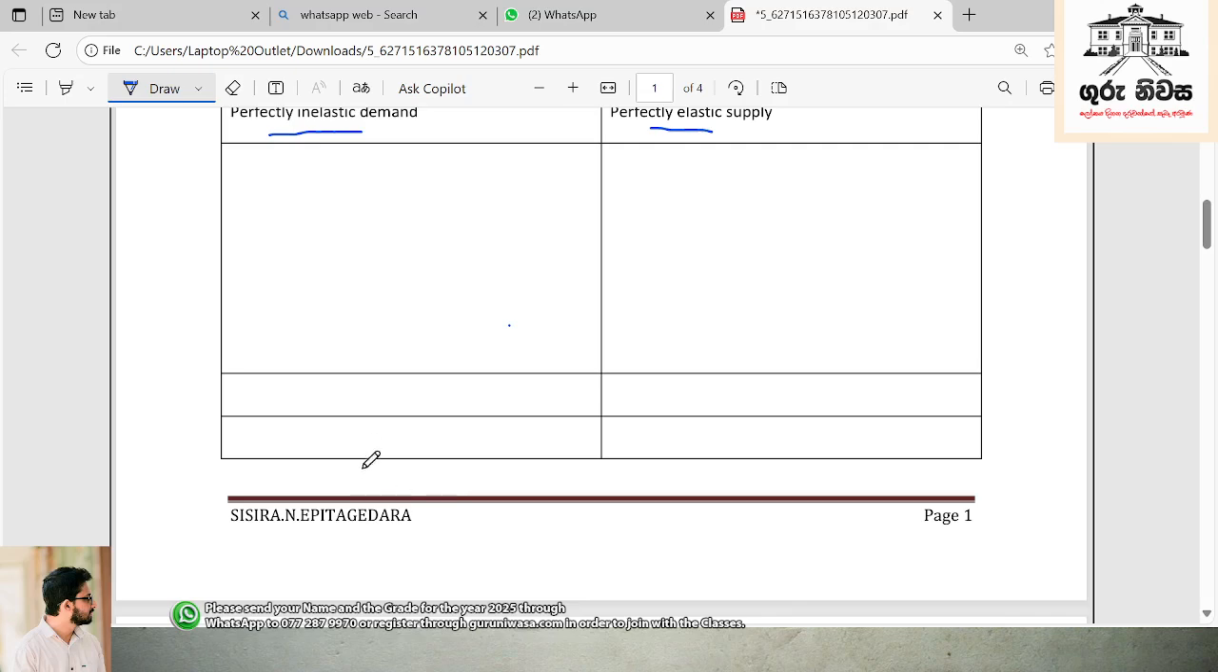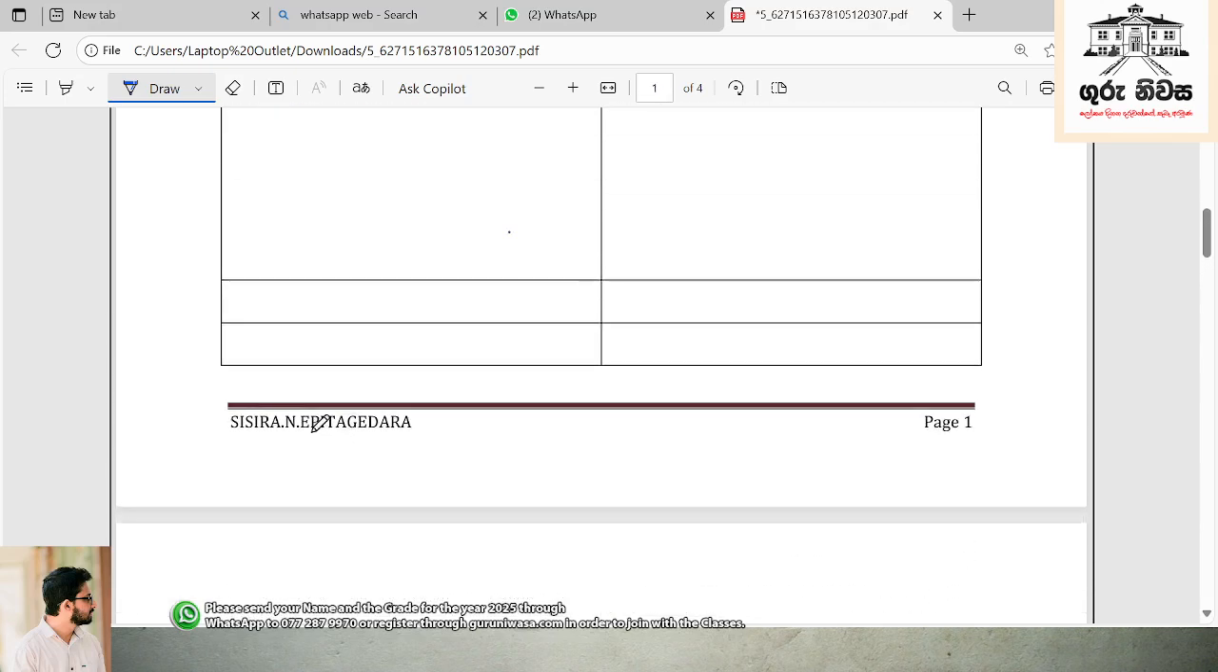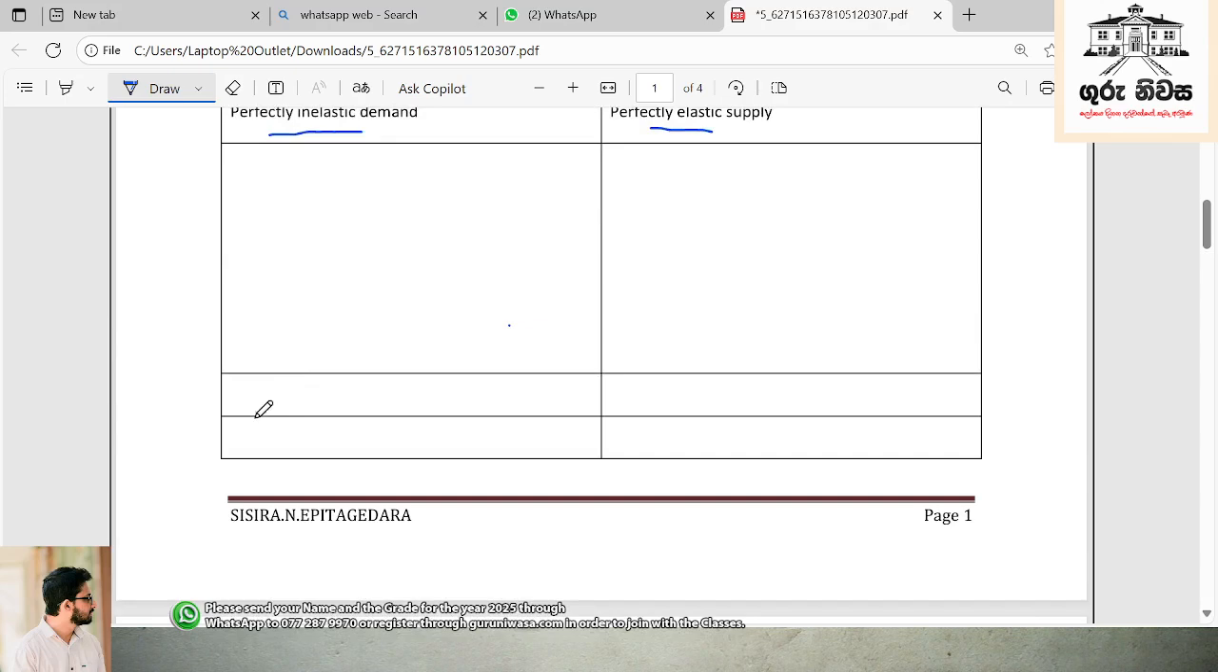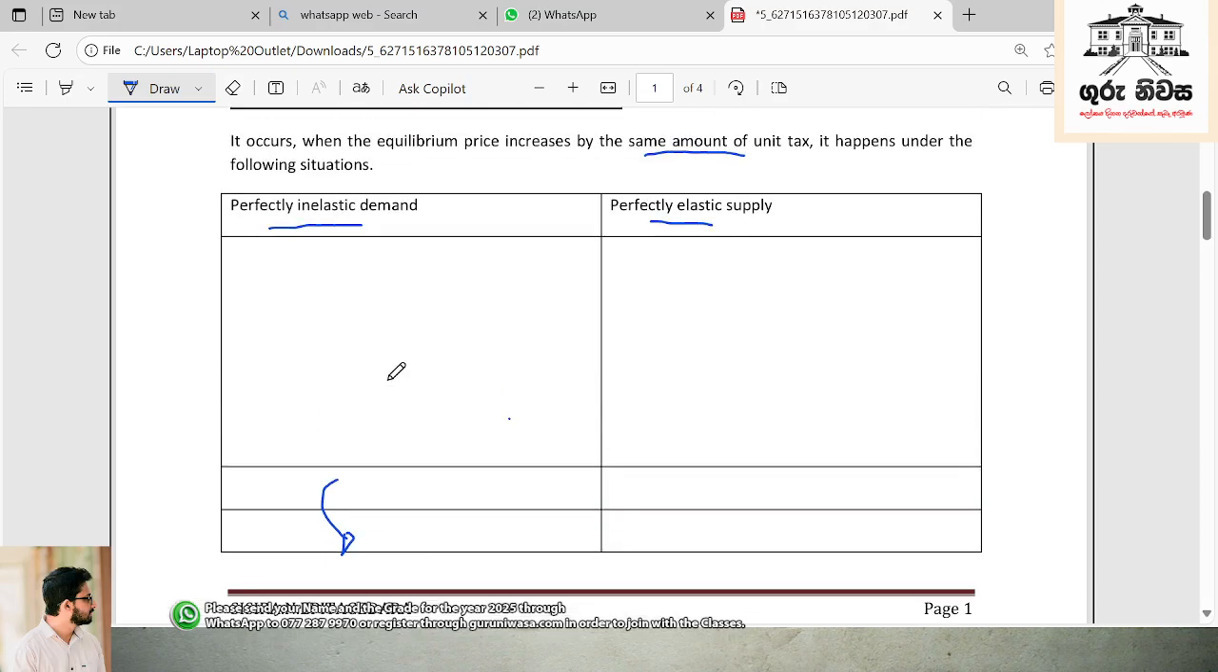Then here you can complete. There are two rows after the diagram. Actually, it should be 3 rows: producer tax burden, consumer tax burden, government tax revenue. Here the consumer tax burden equals what the government earns. In other words, the government earns tax revenue from only the consumer. Perfectly inelastic.